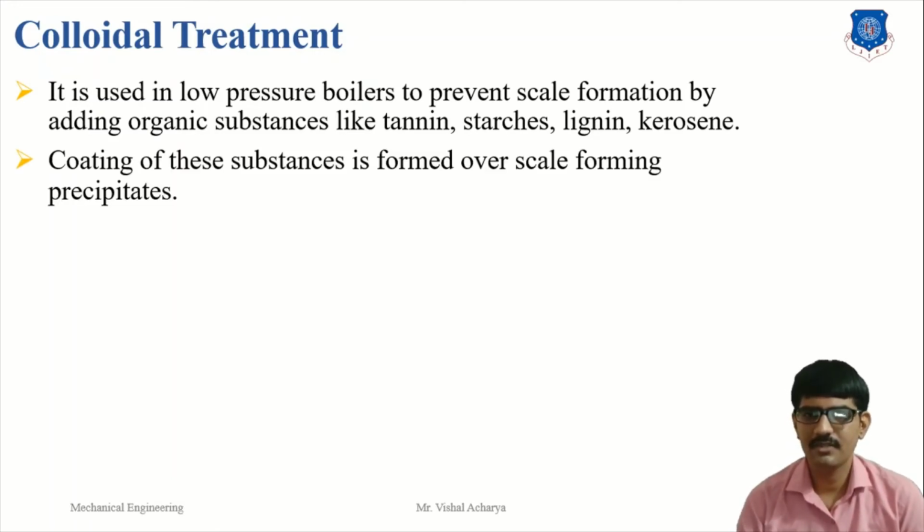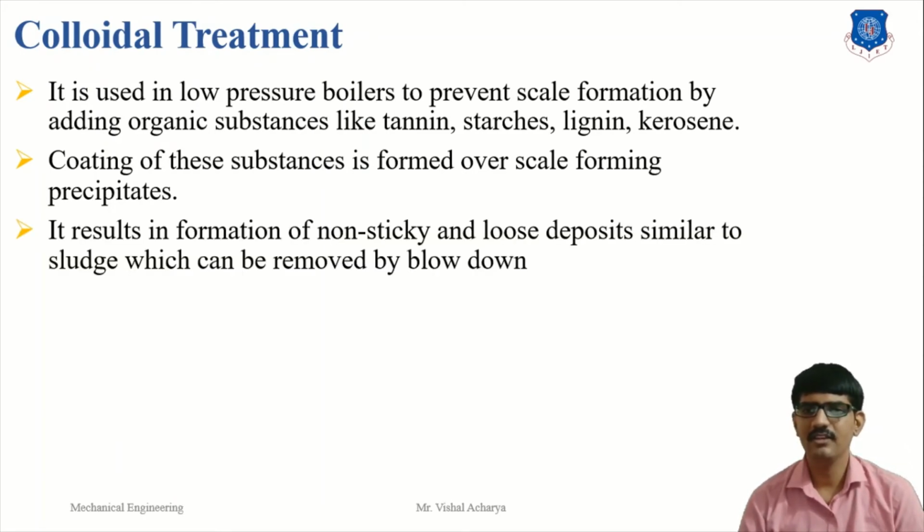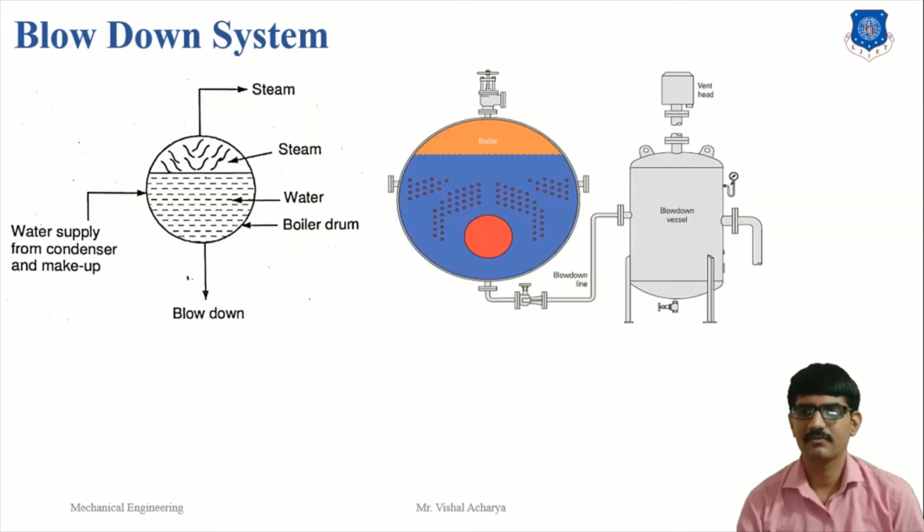Coating of these substances from the overscaling precipitates. It results in the formation of non-sticky and loose deposits, similar to sludge, which can be removed by the blowdown system. In a boiler, we require that the sludge be removed. So dropping out this sludge from the bottom of a boiler is called the blowdown system.